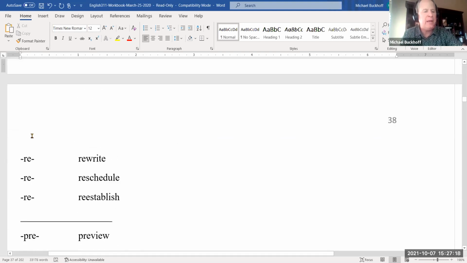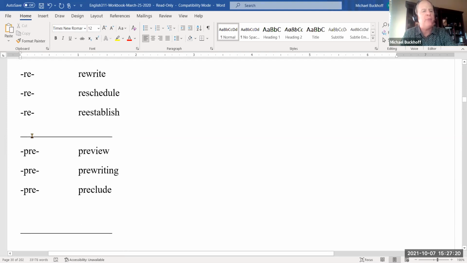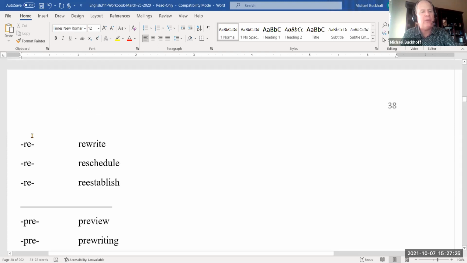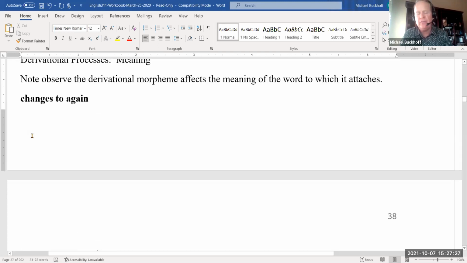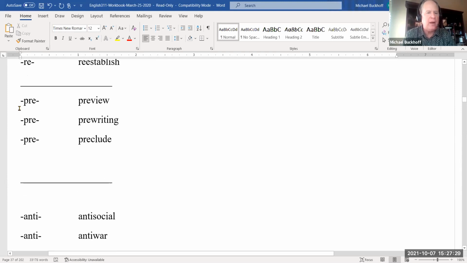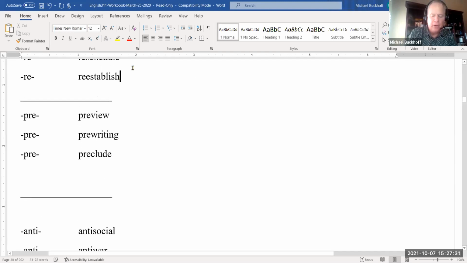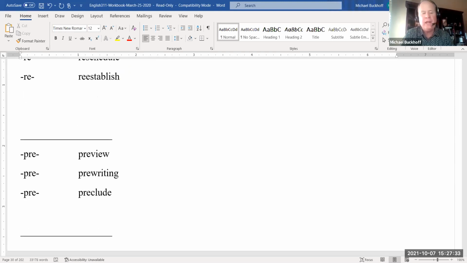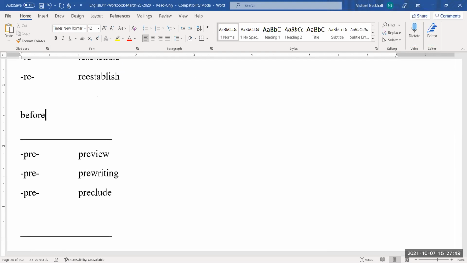Okay, so here's the meaning here. This one's really easy, right? We have rewrite, reschedule, reestablish. So we're saying it changes to again. So we'll say no more on that, right? We don't need to get too bogged down with this stuff. So what's the meaning of pre? Preview, pre-writing, preclude. Before. Good. Changes to before.